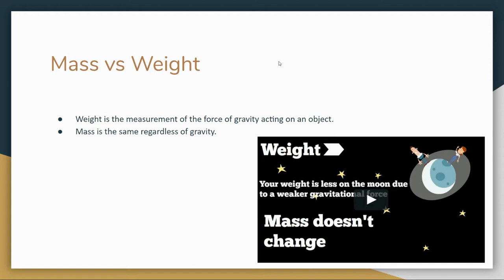So my mass is the same on Earth, and it would be the same on the moon, and it would be the same on Mars. You get where I'm going with this. However, my weight is going to change based off the amount of gravity working on my body. On Earth, you have one specific type of gravitational force working on you. On the moon, it'll be a little bit different. On Mars, it would be different. So your weight is going to change. That's the difference between mass and weight.